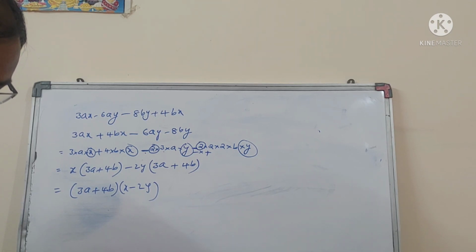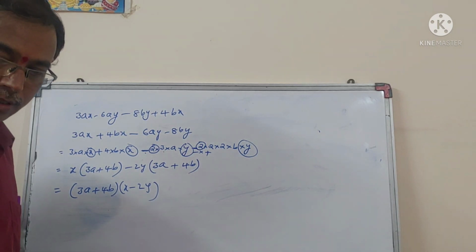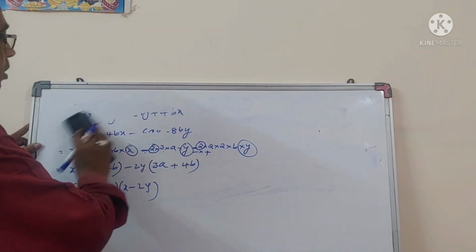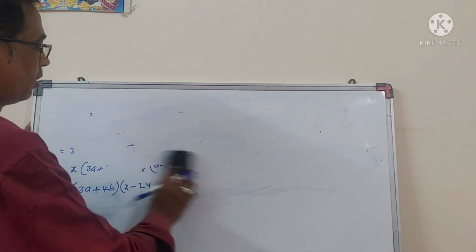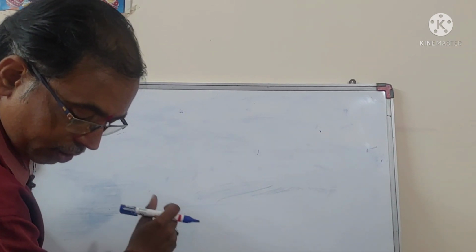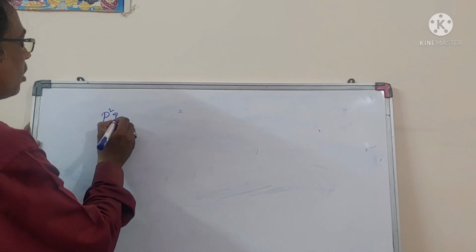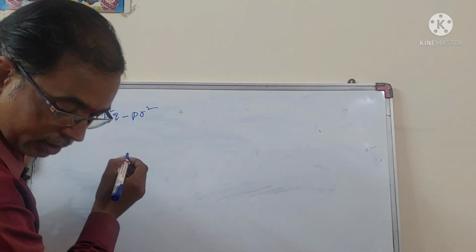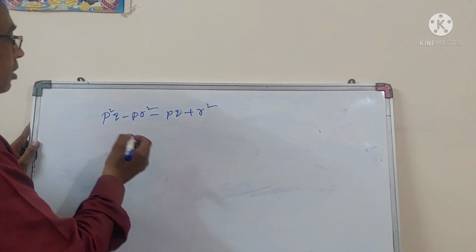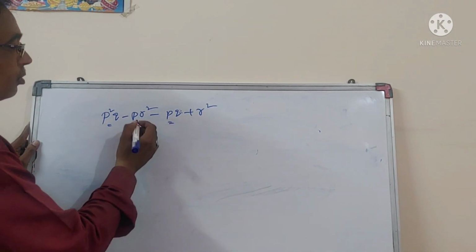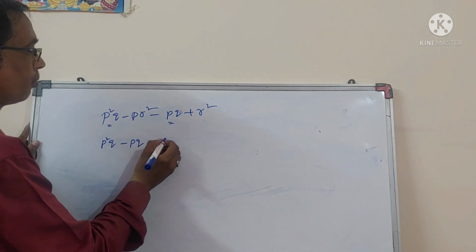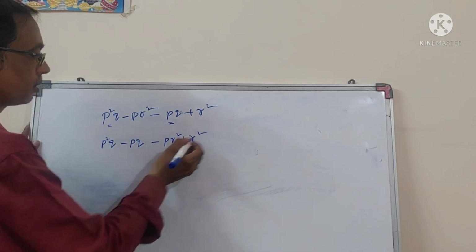Now here is one more important one, p square q. Let us see that one. p square q minus pr square minus pq plus r square. Here also grouping: p square q minus pq, minus pr square plus r square. So grouping them, p square q minus pq minus pr square plus r square.